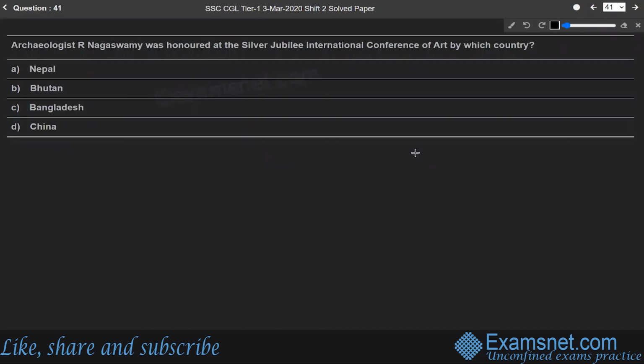Next question is, archaeologist R. Nagaswamy was honored at the Silver Jubilee International Conference of Art by which country? And the given options are Nepal, Bhutan, Bangladesh, and China. Before moving on to the correct answer, first let us know about R. Nagaswamy. R in the name of R. Nagaswamy represents Ramachandran Nagaswamy.